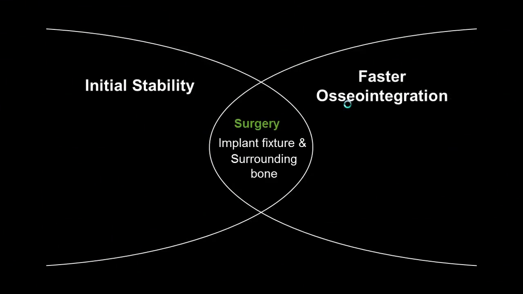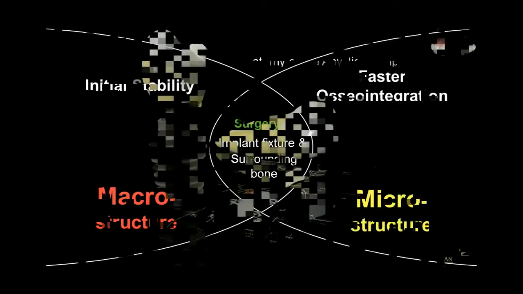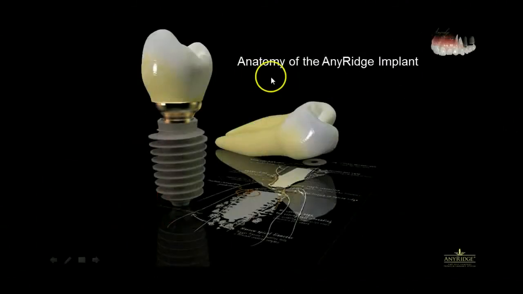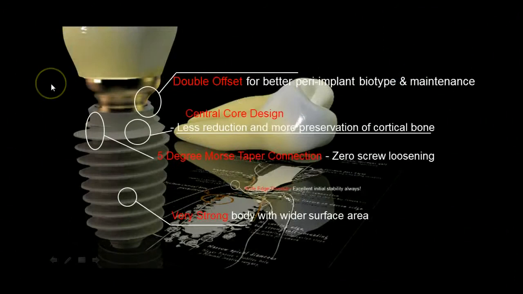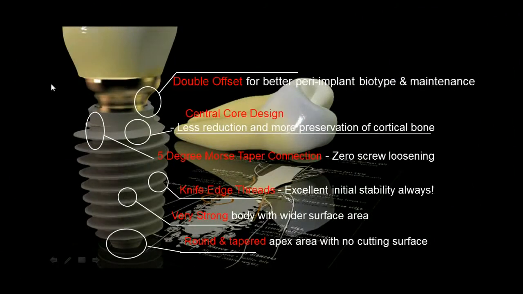So let's look at the surgical aspect of the implants and the surrounding bone. So we want to look at the macrostructure and both the microstructure of the implant design itself. So here's the anatomy of the Anyridge implant. Let's take a little bit closer look at it. We're going to talk about the 6 major differences that this implant has over other implant systems.